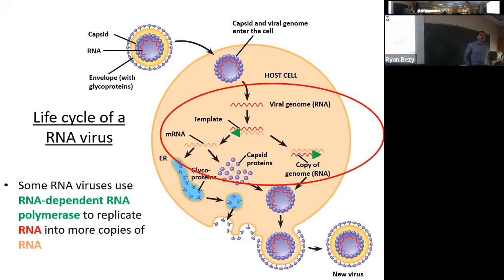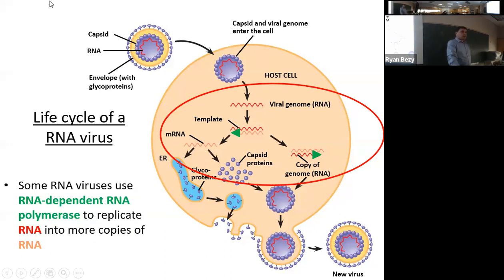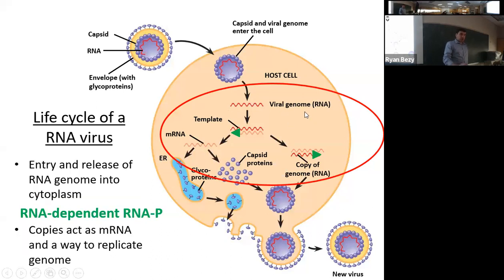Okay, so some viruses use the RNA-dependent RNA polymerase enzyme to replicate RNA into even more copies of RNA. So they're using their RNA as a template to make copies of that RNA molecule. With these RNA viruses, they enter into the host cell, and when they do that, they release their viral genome, their RNA genome, into the host cell, and that's what I have in red here, for instance.